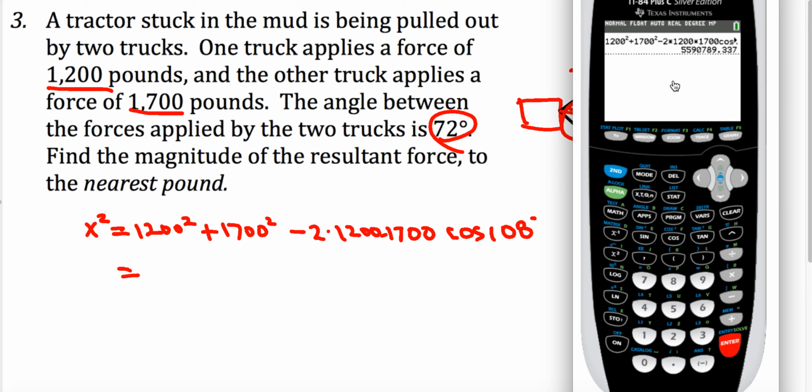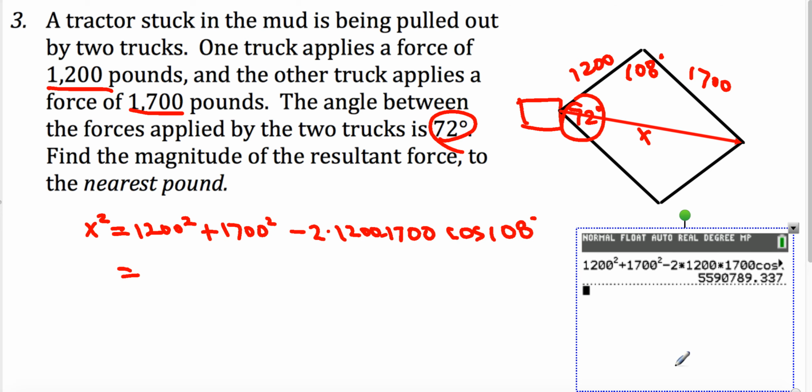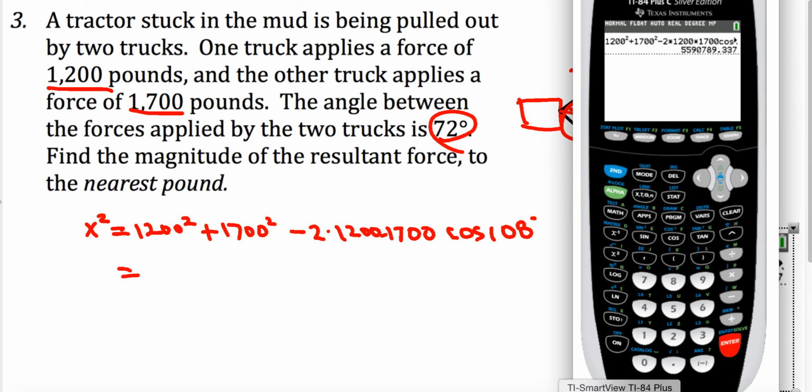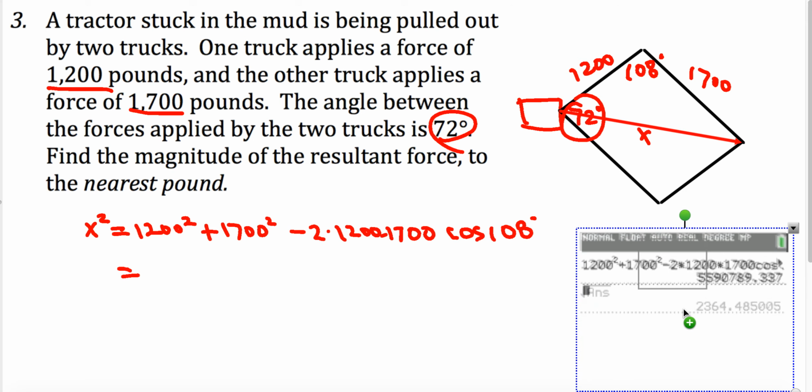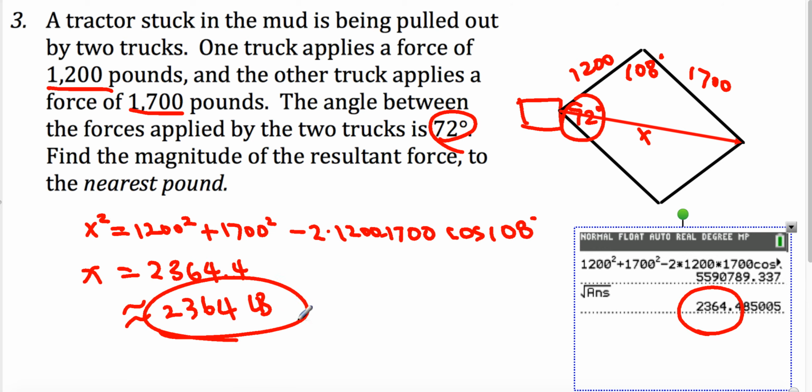And that's what we end up getting, but we have to take the square root of it. So I'm taking the square root here. And my answer seems to be x equals 2364.4. So that means this one is equal to what? To the nearest pound, we get 2364 pounds. That becomes our answer. All right, let's look at the next question.